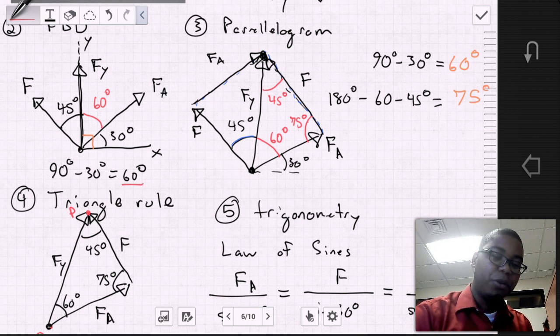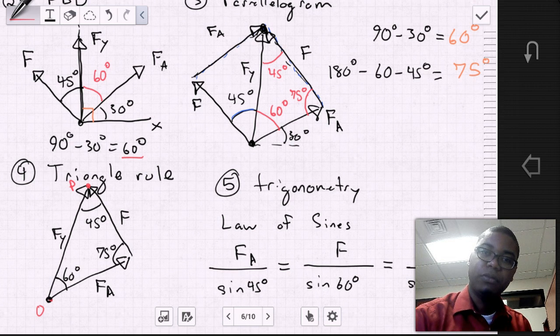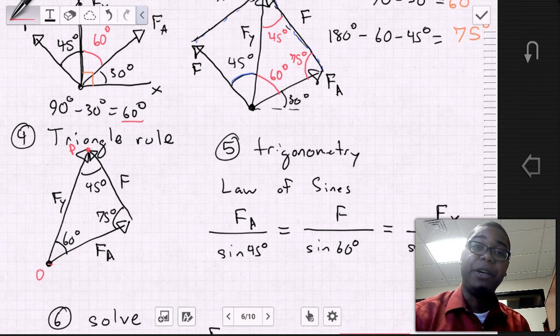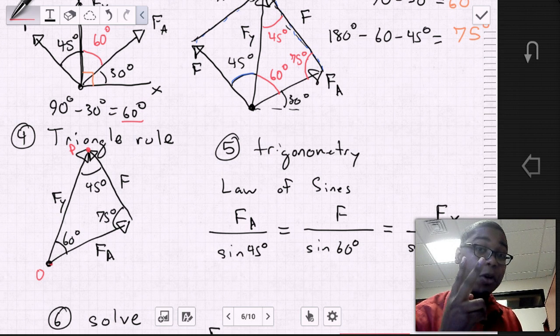So since we filled in this angular information, we can directly copy that information into our triangle rule. Now that we have our triangle, we can apply the trigonometry, in particular the law of sines, in order to find the magnitude of force F and force Fy, those two unknowns that we need to solve for.